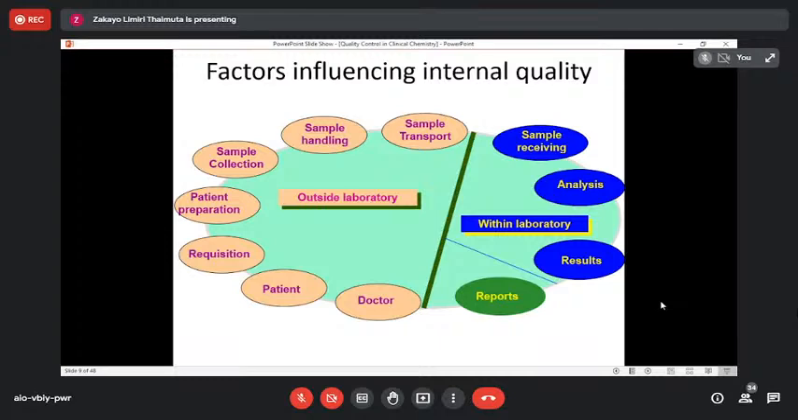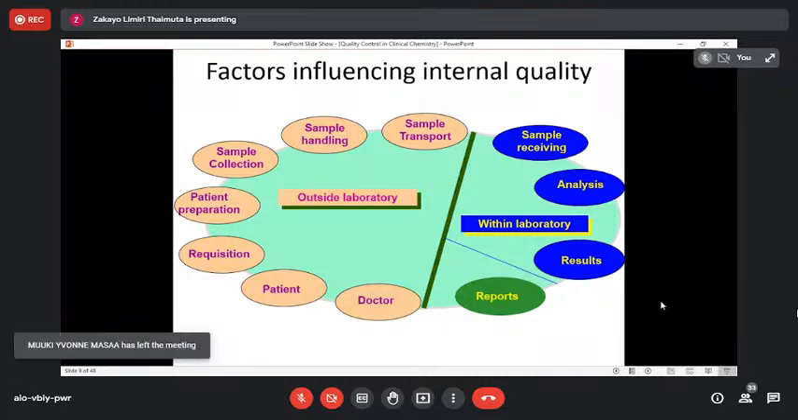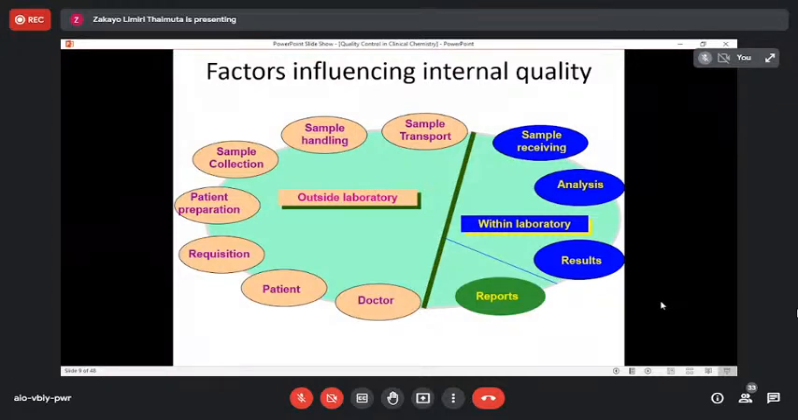Outside the laboratory, there are factors that are there. Within the laboratories, there are factors that are there. All right. So if you're looking at the diagram, you can see that outside the lab creates a greater area or avenue for incorporating errors compared to within the laboratory. Now let's give it a little more attention.